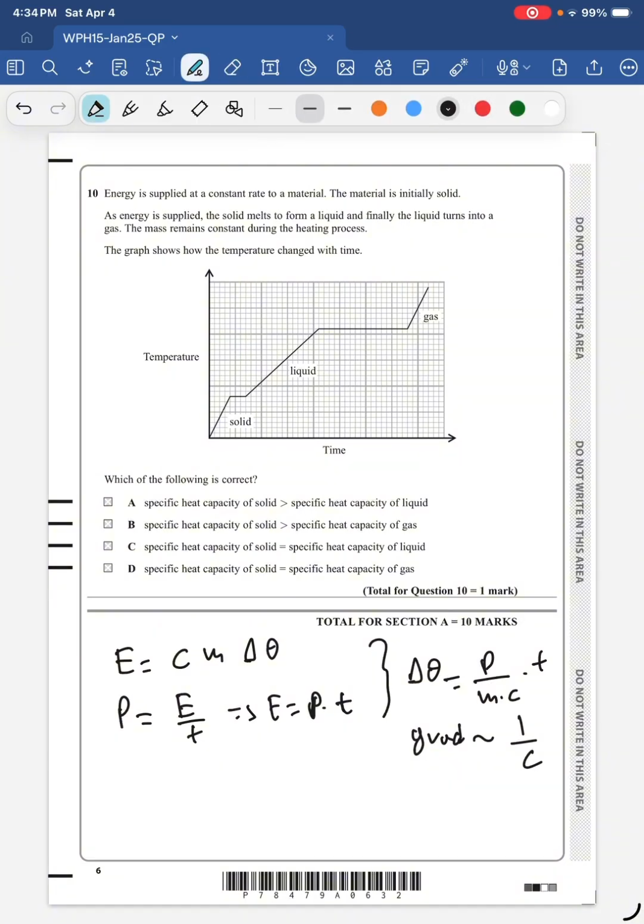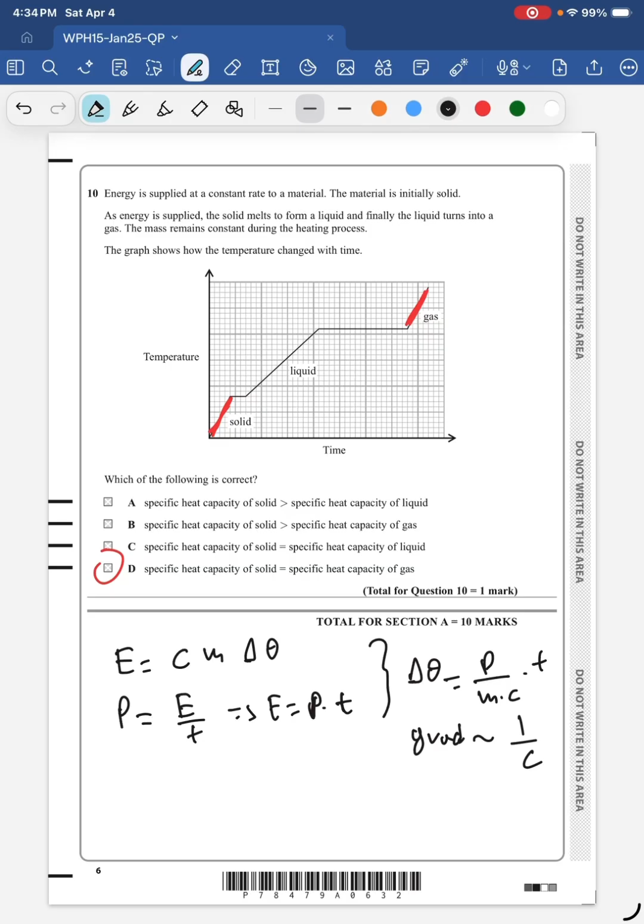Okay. Then C, the specific heat capacity of solid is equal to the specific heat capacity of liquid. This is not true, right? And D says that the specific heat capacity of the solid is equal to the specific heat capacity of the gas, which is true, right? Because you can see that this gradient and this gradient are the same. So D is the correct answer.